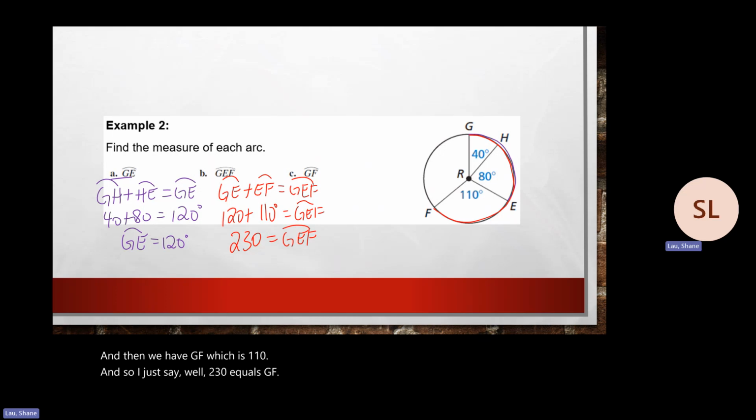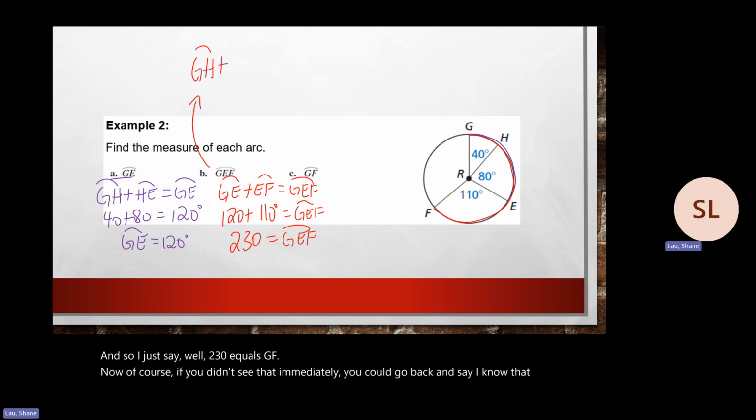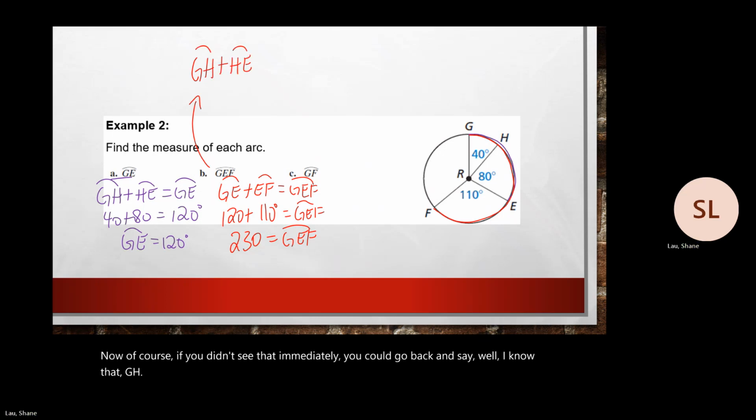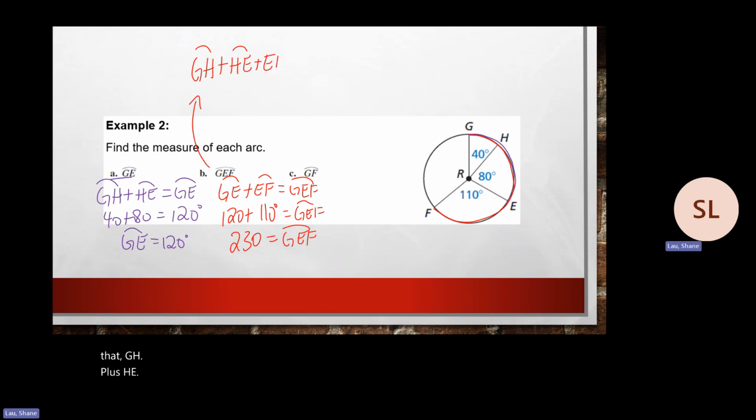Now, of course, if you didn't see that immediately, you could go back and say, well, I know that GH plus HE plus EF equals GEF. That's perfectly fine. You could do that.